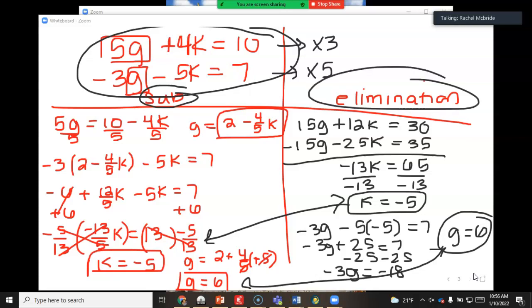So it's your choice for some of the problems tomorrow. For other problems, I will specify. So you need to know how to use both. You need to know both substitution and elimination. Questions, comments, concerns?